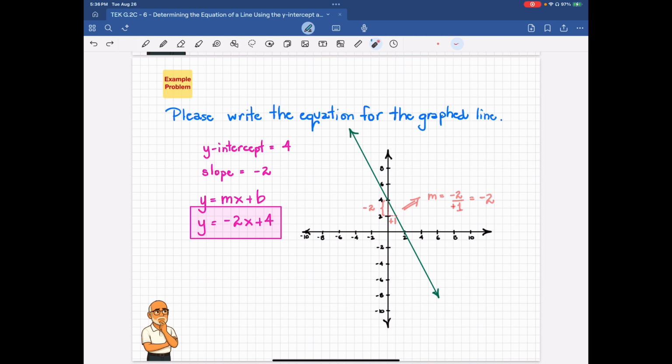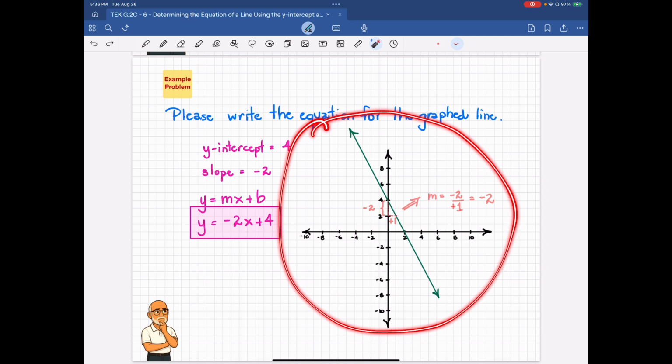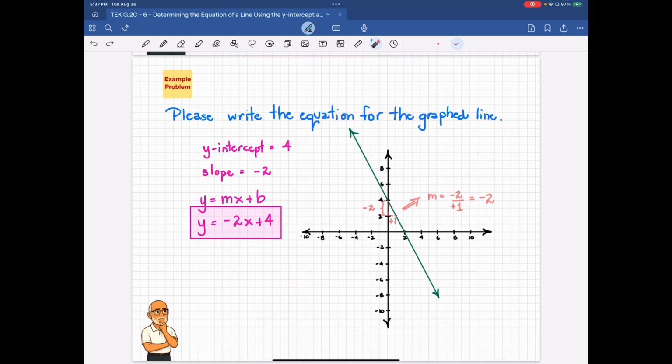Let's look at another example problem. This is very different from the previous two because here we're asked to look at a graph and evaluate it. The directions read, please write the equation for the graphed line. So they want us to look at a graph and figure out what is the equation of that line based upon characteristics that we see in the graph, namely the slope and the y-intercept. So our first task is to determine what is the y-intercept.